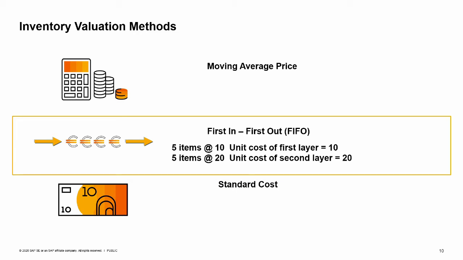The system stores each good receipt in the inventory in a separate layer. When you post any good issue, such as when you sell an item, the system uses the price from the oldest layer, from the second oldest, and so on.